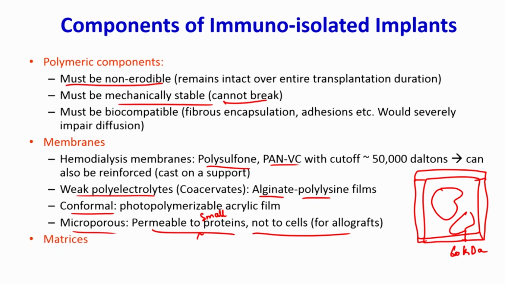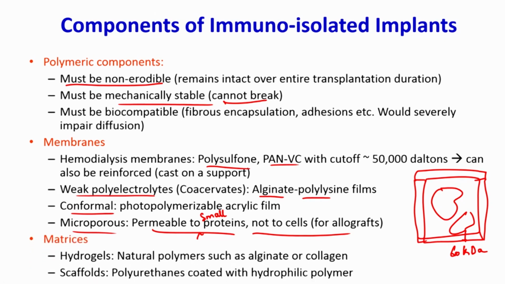And then there could be matrices, these could be hydrogels. So, again polymeric components is a wider term, and these membranes and matrices are coming under it. So, these could be hydrogels or scaffolds. So, these could be alginate and collagen hydrogels, could be polyurethane scaffolds coated with some hydrophilic polymer. So, again all of this is going back to what we discussed in this part of criteria and components, that it should satisfy all of these before it can be used, otherwise the therapy may fail.